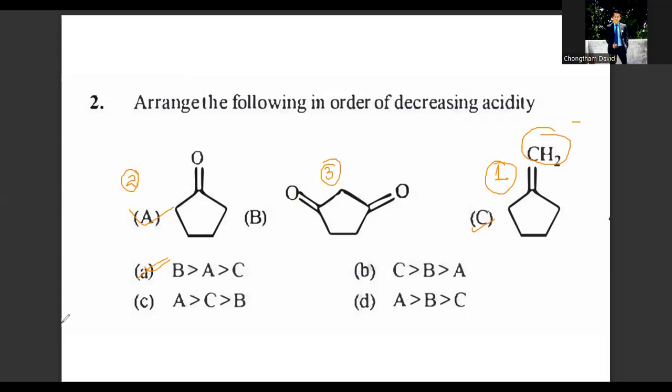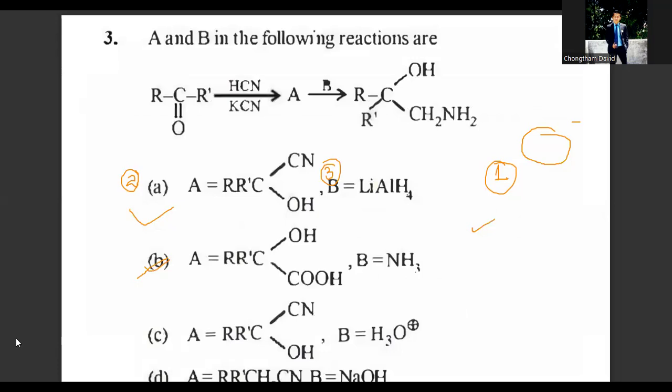Next, question number 3. A and B in the following reactions are: ketone reacting with hydrogen cyanide and potassium cyanide gives A. You have to find A and B. So let us write the reaction to identify A and B.